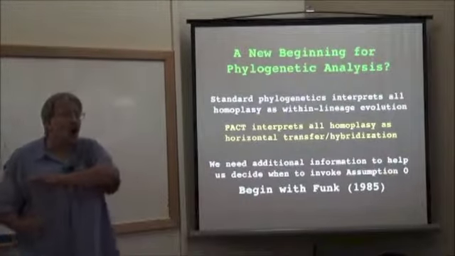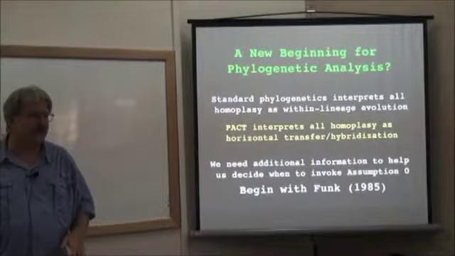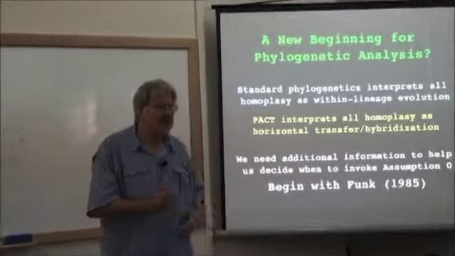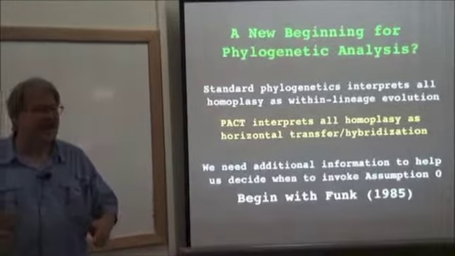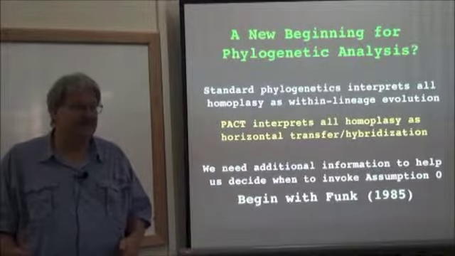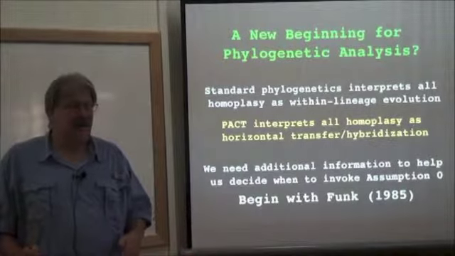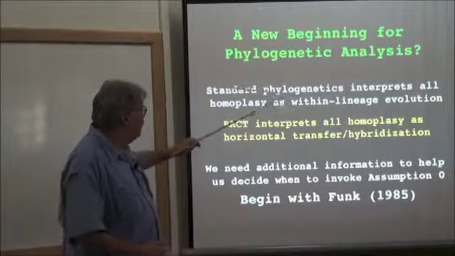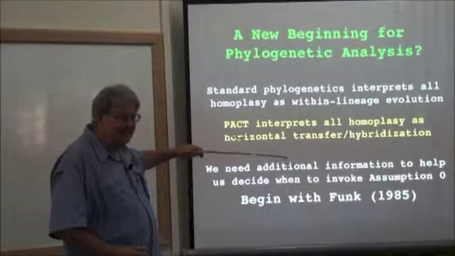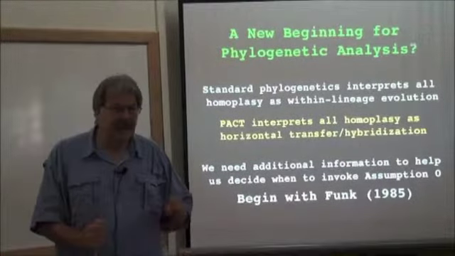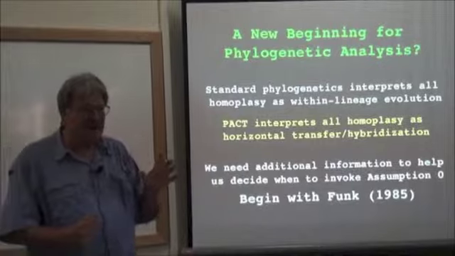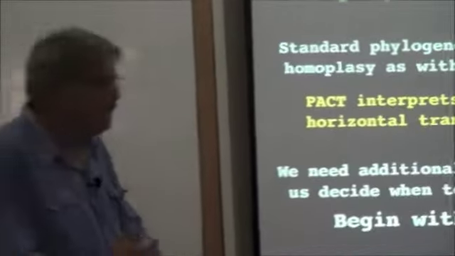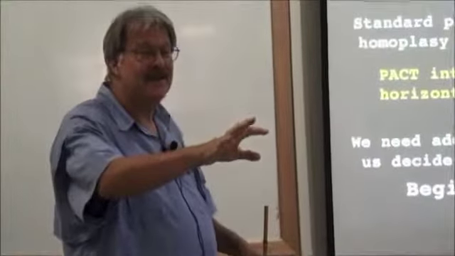PACT interprets all homoplasy as the result of horizontal transfer. So here's what we've got. Standard phylogenetics does not allow horizontal transfer. PACT does not allow convergent evolution within lineages. Now, who thinks that the world is made up of only this or only that? Nobody. Therefore, Houston, we have a problem. Or, for all of you youngsters in the audience, here's a research opportunity. And I'm even going to tell you where to begin to solve the problem.